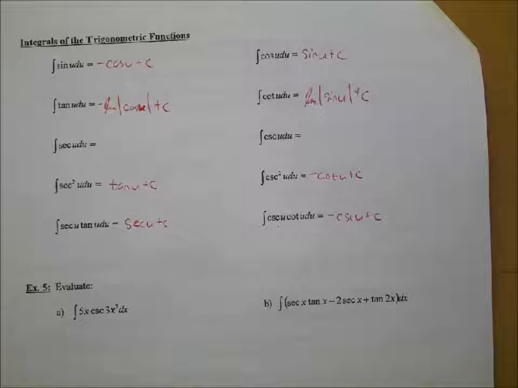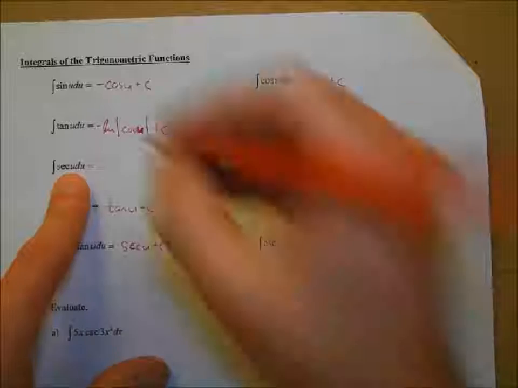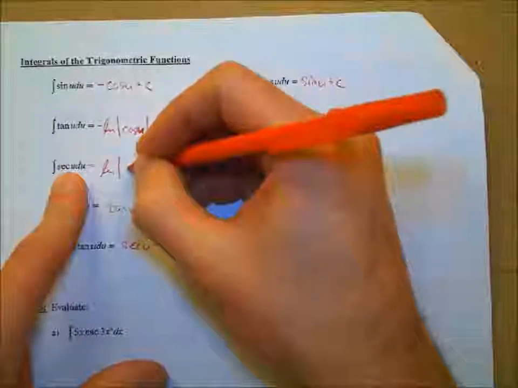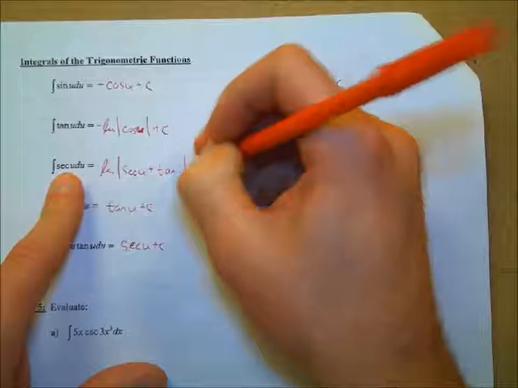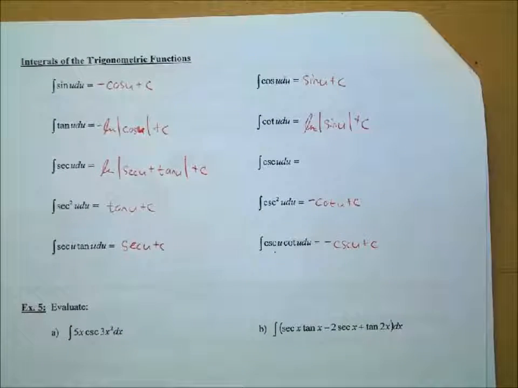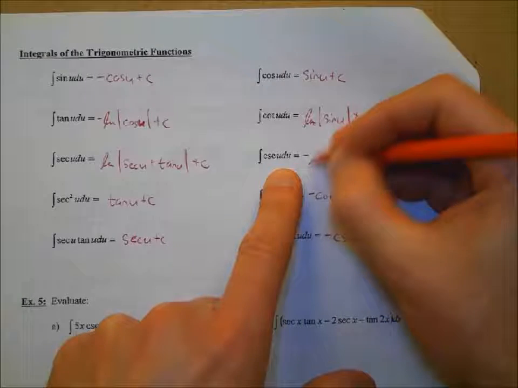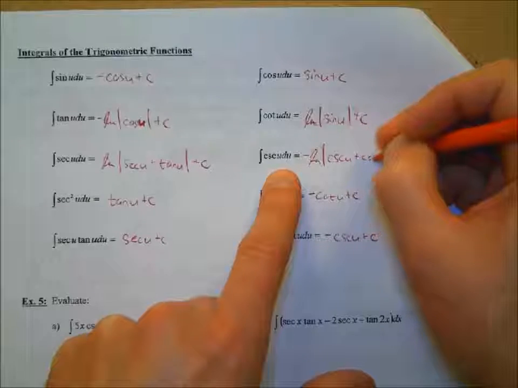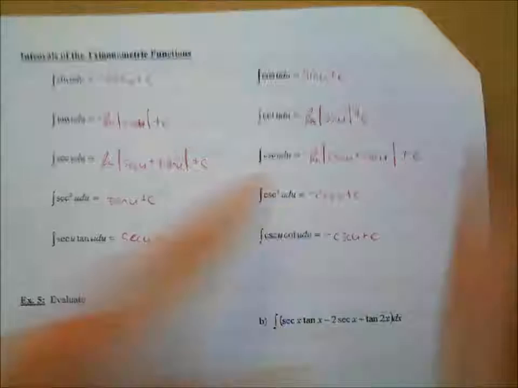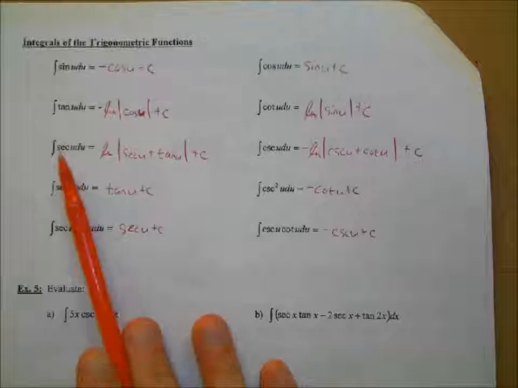And so then it's just secant and cosecant, whose integrals we still don't know. We're not going to derive these ones. I'll just give them to you here. Okay. The integral of secant is the natural log of the absolute value of secant of u plus tangent of u plus c. And then for cosecant, it will be the negative natural log of the absolute value of cosecant of u plus cotangent of u plus c.